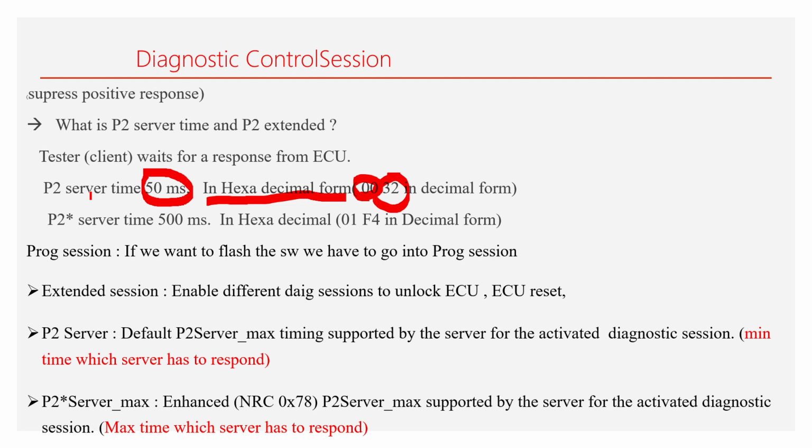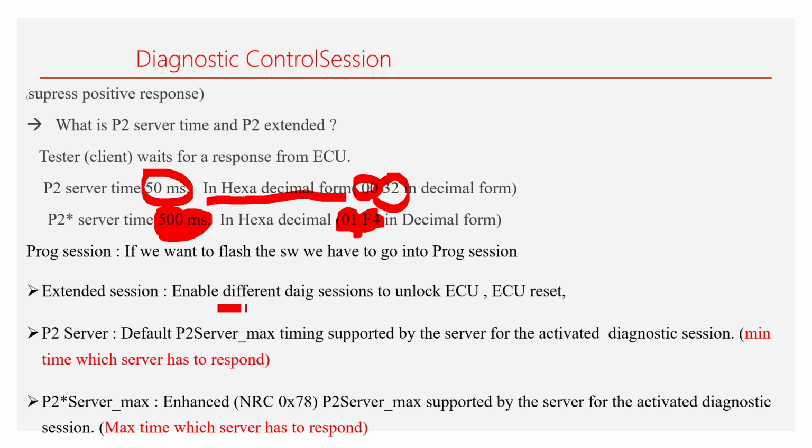Okay. What is P2 star server? Server time means, here see, 500 milliseconds. P2 start time is 500. We can convert it into hexadecimal. What is the hexadecimal format? 01 F4 is the hexadecimal for the P2 start time.